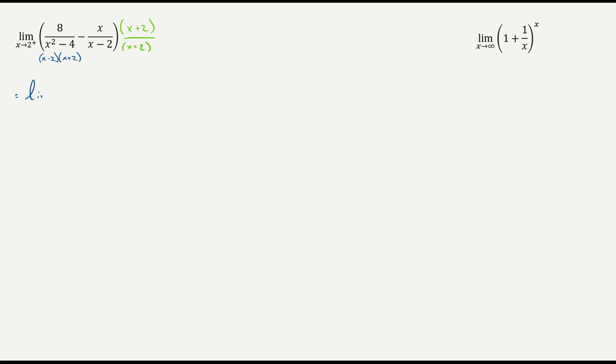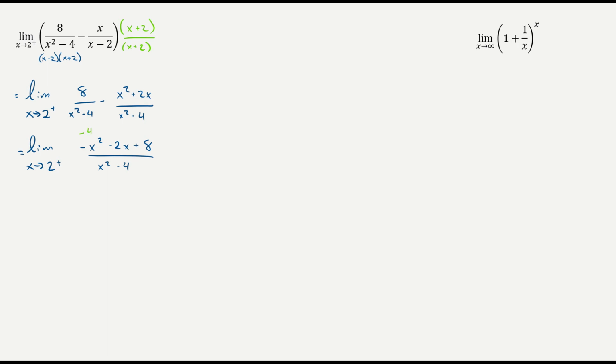So this gives me the limit as x approaches 2 from the right of 8, nothing changing there, minus x squared plus 2x over the same denominator. Okay, now we can combine our fractions. We get negative x squared minus 2x plus 8, if I put it in standard form like that, over x squared minus 4. So what if I try direct substitution now?